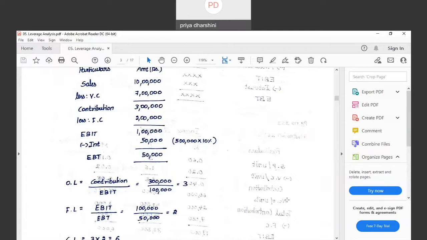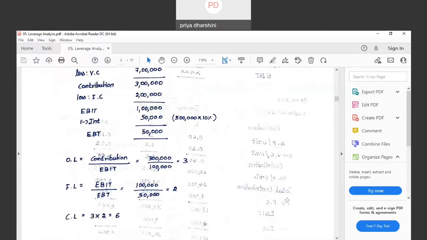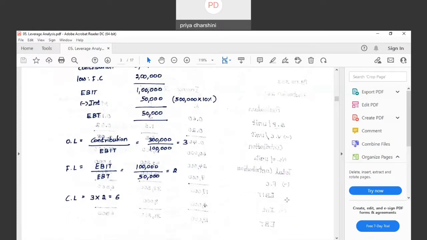How do you measure operating leverage? They have asked you what are the operating, financial and combined leverages. First find them. Operating leverage is contribution by EBIT. So it is 3 lakhs divided by 1 lakh, which is 3. Financial leverage is EBIT by EBT, 1 lakh by 50,000, which is 2. Combined leverage is operating leverage into financial leverage, 3 into 2, 6. With that the question is not over.